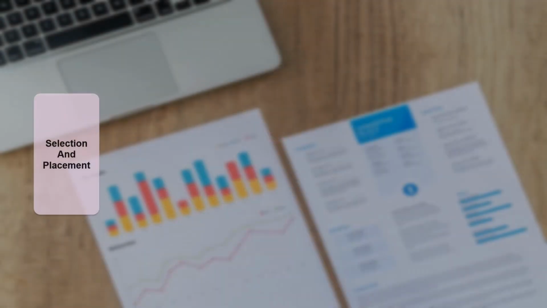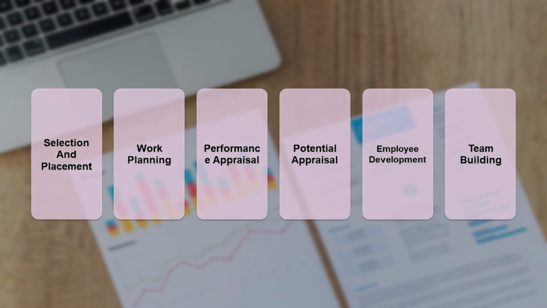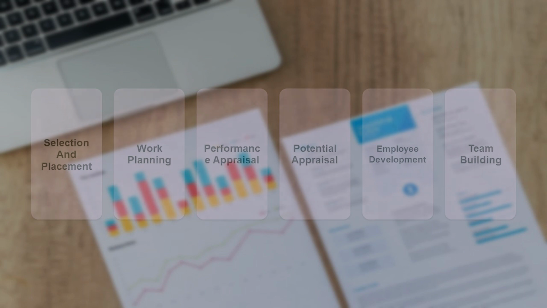So, we are going to discuss what are the various usages of task analysis. Task analysis is utilized in several manners by the organization. The first is selection and placement. Second is work planning. Third is performance appraisal. Fourth is potential appraisal. Fifth is employee development. And point number 6 is team building.